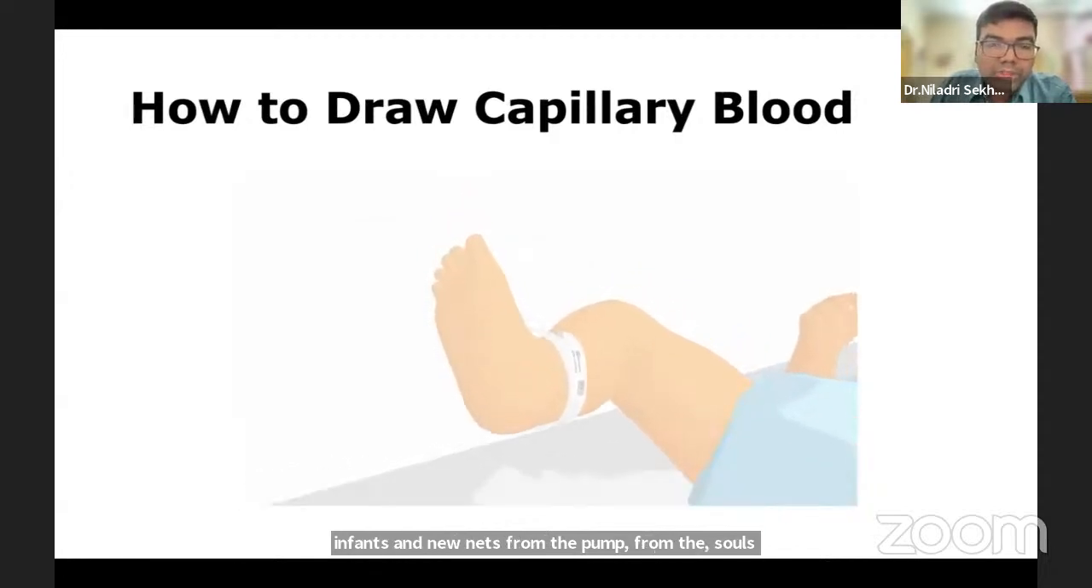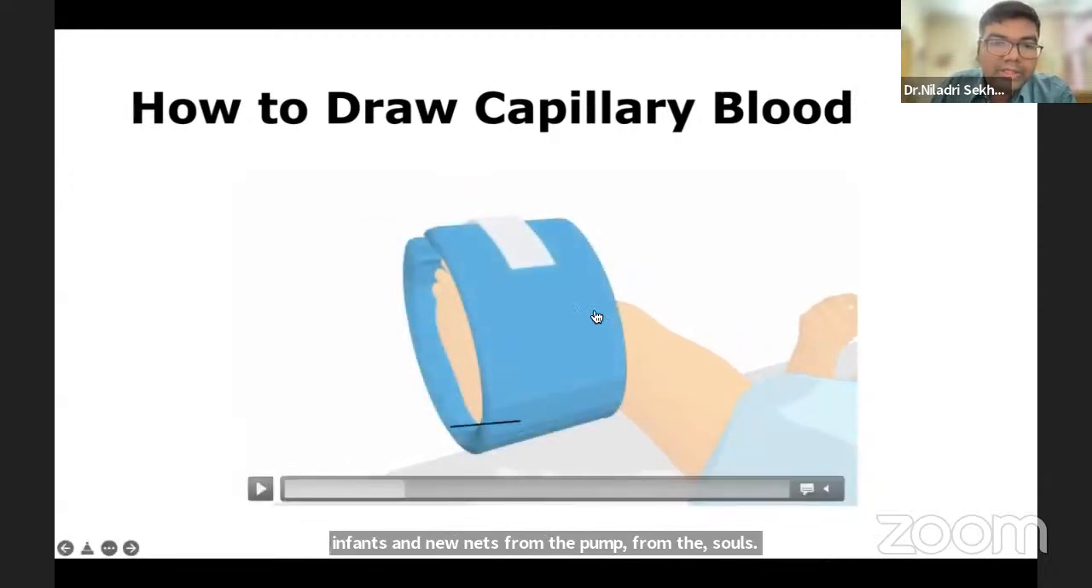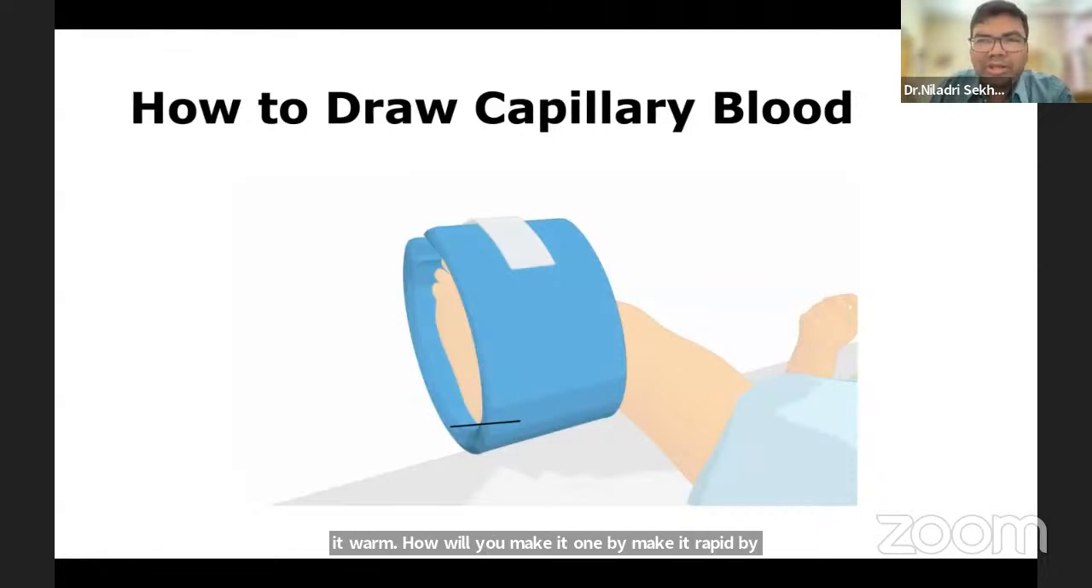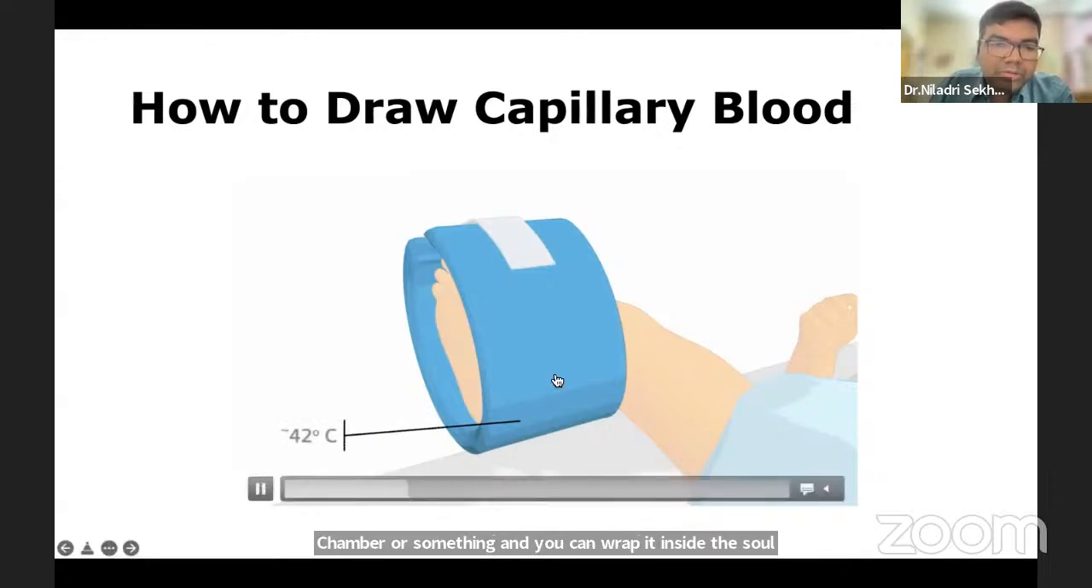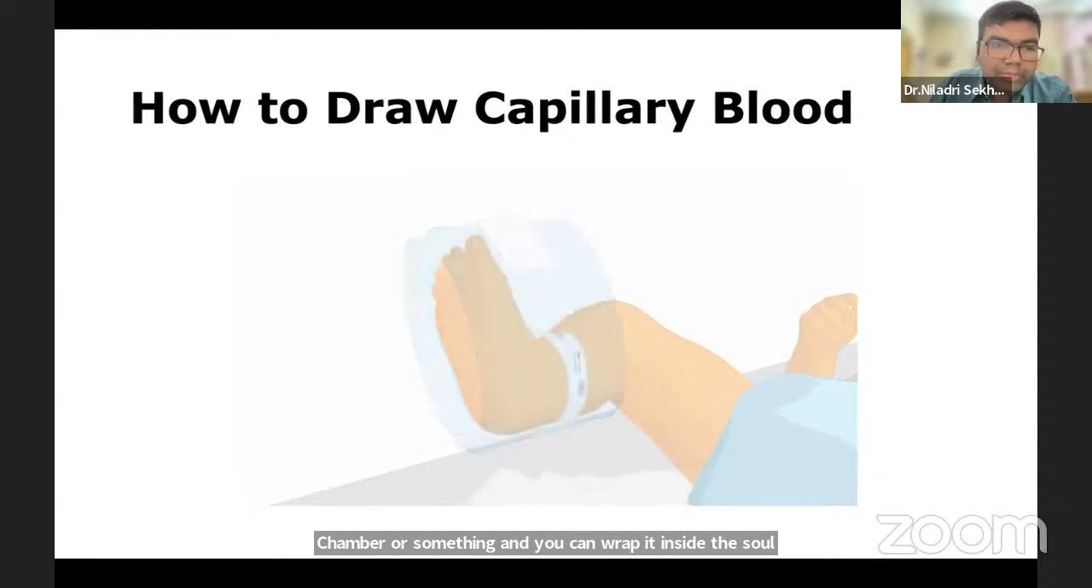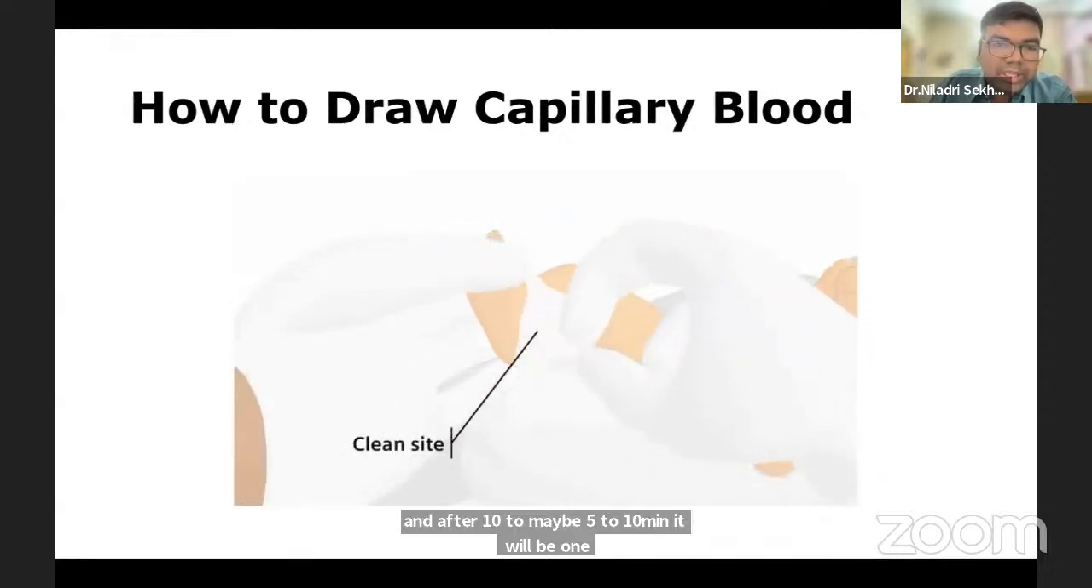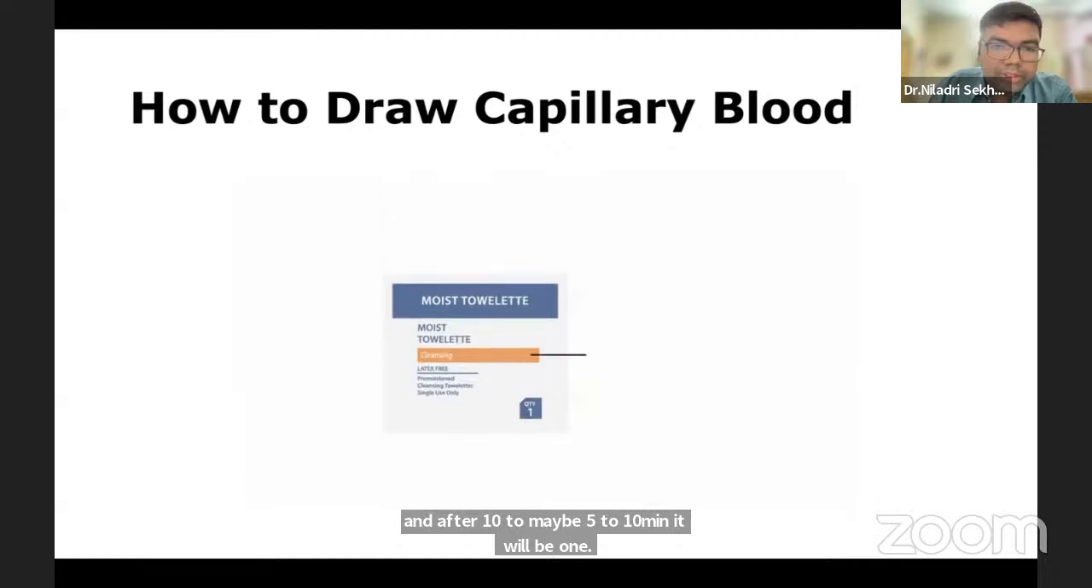So first you have to clean the area, and you have to make it warm. How will you make it warm? By wrapping it with a warmer at 42 degrees centigrade, using water inside a chamber or something, and you can wrap it around the sole. After 5 to 10 minutes it will be warm. After that, you just clean the area and poke it with the lancet.